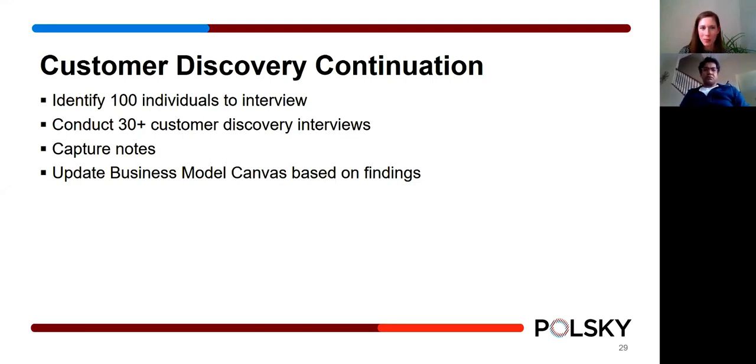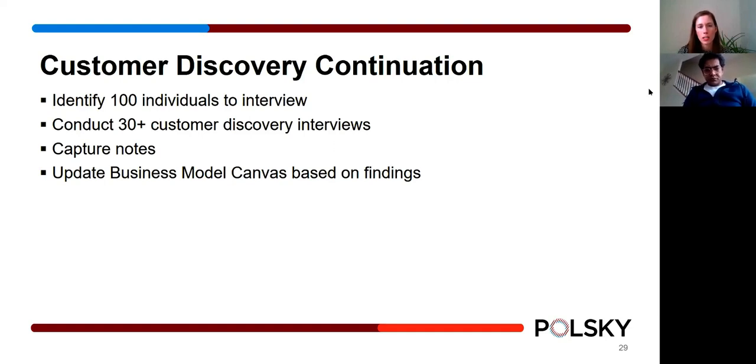Unfortunately, time and time again, we have seen that it takes quite a number of outreach attempts to get a return on that investment in terms of securing an interview. So you should anticipate that you will have to reach out to a large number of people in order to meet that 30 to 50 goal that we have for you.